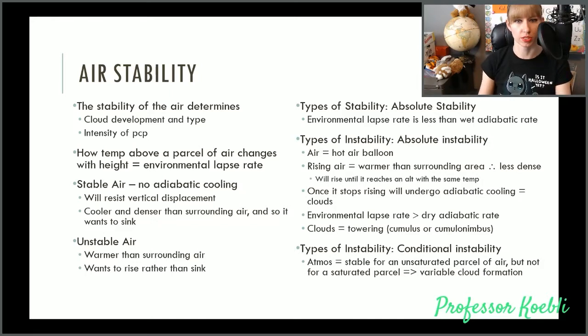Conditional instability, though, is when the atmosphere is stable for an unsaturated parcel of air, but not for a saturated parcel. This leads to super variable cloud formation. This is when you're going to see things like stratus, stratocumulus clouds, cumulostratus, nimbostratus, a whole bunch of different types of clouds forming at once.